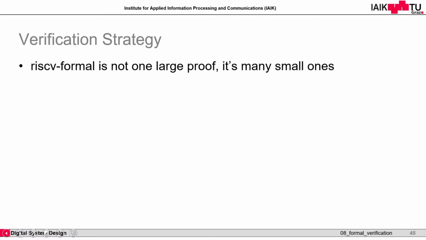Instead, there is a large number of very small proofs we run, and this is the most important trick when it comes to end-to-end verification. We split up one large proof and divide it into many small proofs where we can deal with the complexity. So basically we have two categories of proofs here. One category is called the instruction checks.